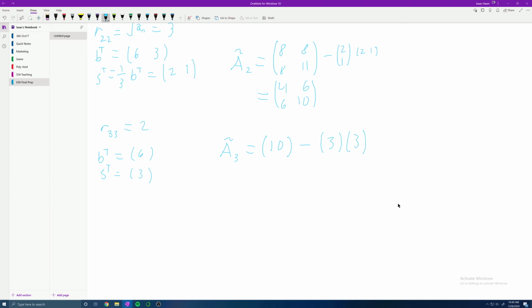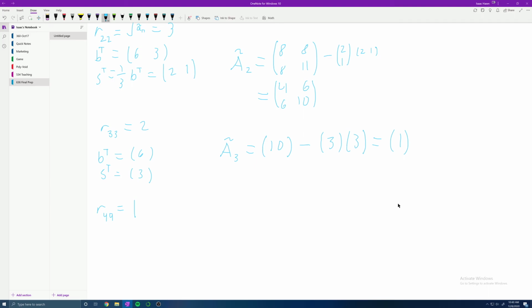And that gives us 1 here. The matrix 1, not the number 1. Almost done here. R44 equals the square root of 1, which is 1. And that's it. We're done. We have all the parts we need to get a matrix RT.